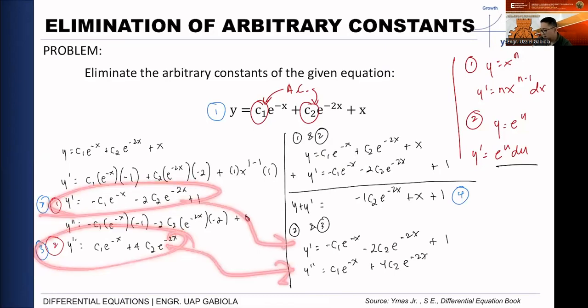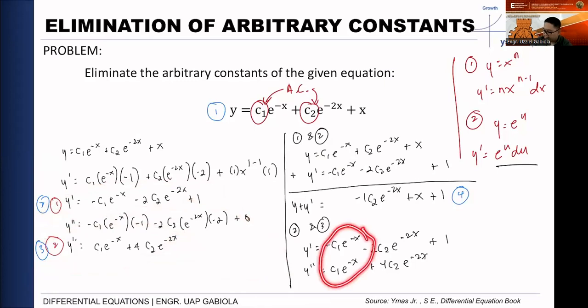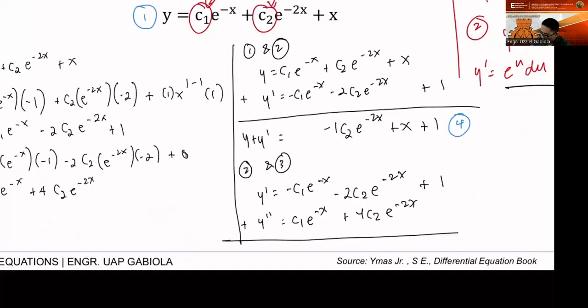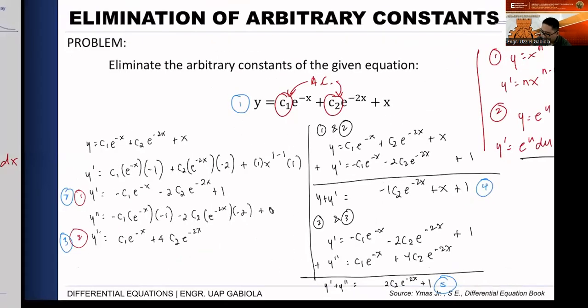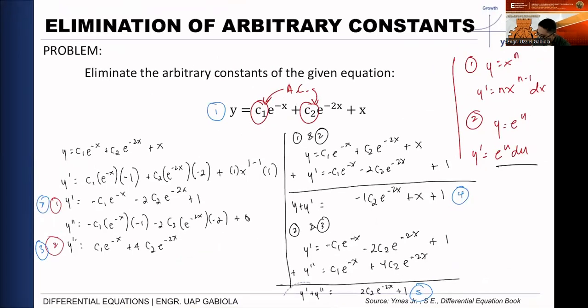Okay? So, kailangan mag-eliminate tayo. So, pwede ito ma-eliminate kapag pinag-add natin siya. Okay? So, yung answer natin dyan will be y prime plus y double prime is equals to, this will be 0 yung first term. And then, negative 2 plus 4, that is positive 2 c2 e negative 2x plus 1. And this will be our fifth equation. Okay? So, meron kayong fourth and fifth equation na kailangan kunin natin yan. Para yan yung pagpo-combine natin.